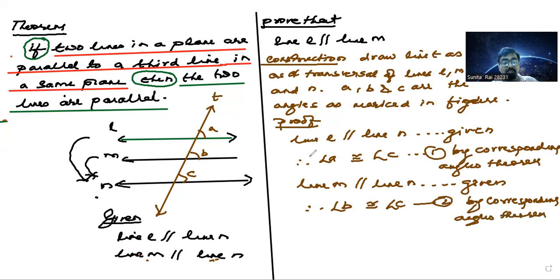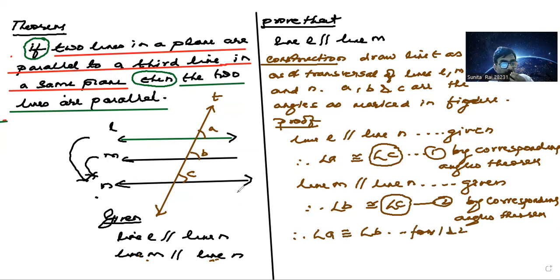Now look here, A is congruent to C, B is congruent to C. Therefore, angle A is congruent to angle B. Can I say from 1 and 2? But look at this, A and B, children, don't agree, but these are corresponding angles.